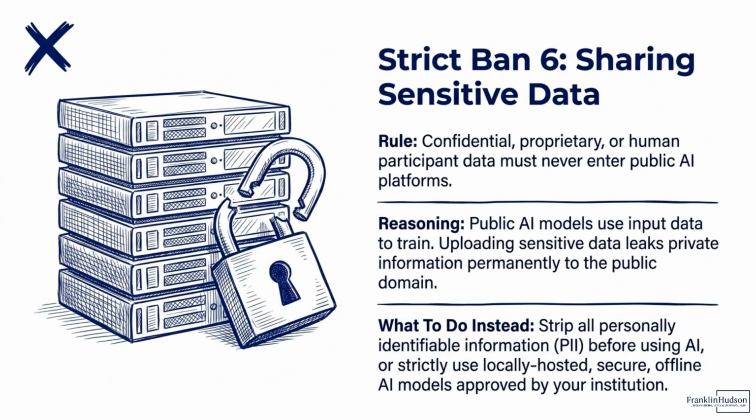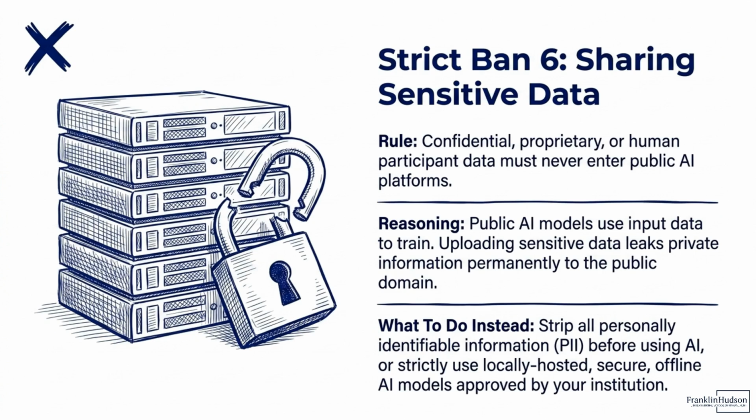The final ban concerns the security of information. Public AI models are not vaults, they are sponges. When you input data into a public platform like ChatGPT, that data is often used to train the next iteration of the model. This means that if you upload confidential research data, proprietary business information from a partner, or human participant data, you are essentially leaking that information into the public domain forever. Once uploaded, it cannot be unlearned by the AI. This can lead to catastrophic breaches of GDPR and institutional privacy policies.